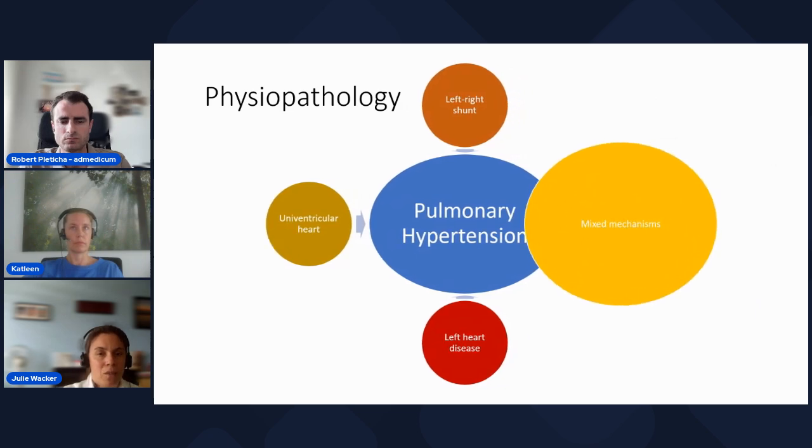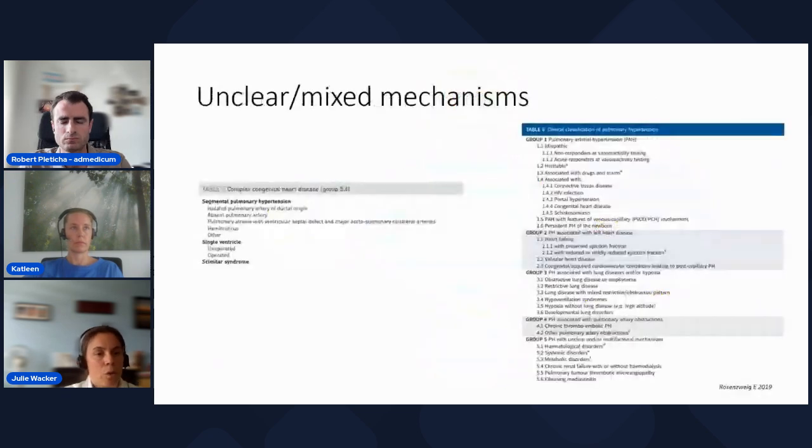The mixed mechanism, which is actually the congenital heart diseases that are complex and which cause pulmonary hypertension by multiple factors and unclear etiologies, are highlighted here. You can have a segmental pulmonary hypertension, single ventricle, scimitar syndrome. I'll come back to the single ventricle in a short while, but those are very complex congenital heart diseases. They cause, or can be associated with, pulmonary hypertension, and we don't have clear guidelines to guide our management.